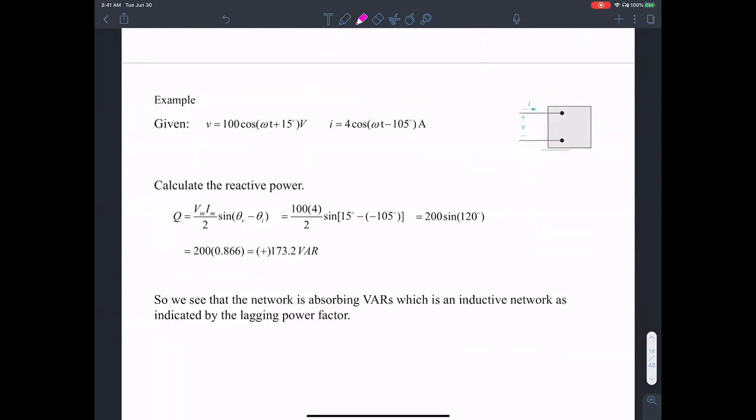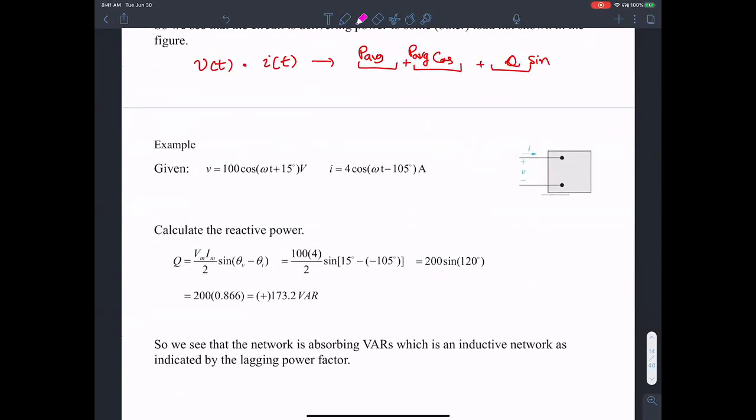Now how do we calculate the reactive power? This Q term, multiplied by sine 2 omega t, gives us the reactive power. So we can calculate the term Q over here. That comes out to be whatever it comes out to be, multiplied by sine 2 omega t. That gives us the reactive term. Here we are simply multiplying Vm Im over 2 sine of theta V minus theta I. This 120 is theta V minus theta I. We are just looking at the Q term when we want to calculate it, and we can get a value for that.